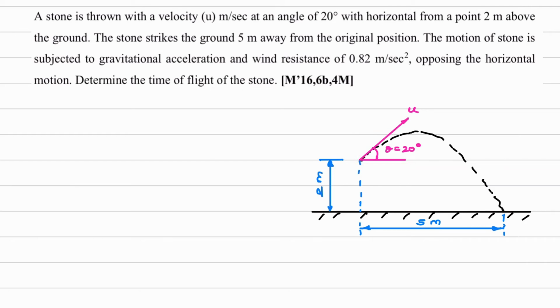Some acceleration value is given, so in the x direction also we have uniform acceleration motion. So in both horizontal and vertical motion of the stone, we have to consider uniform acceleration motion for this problem. First I will consider the vertical motion of the stone.